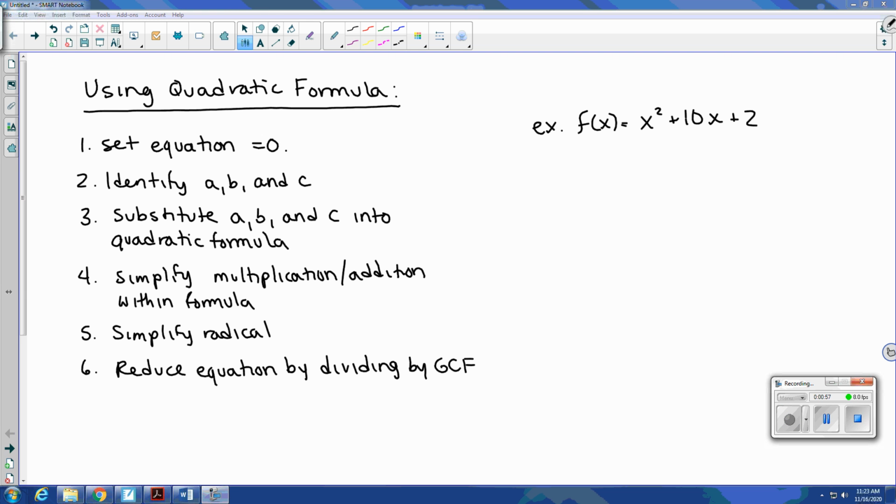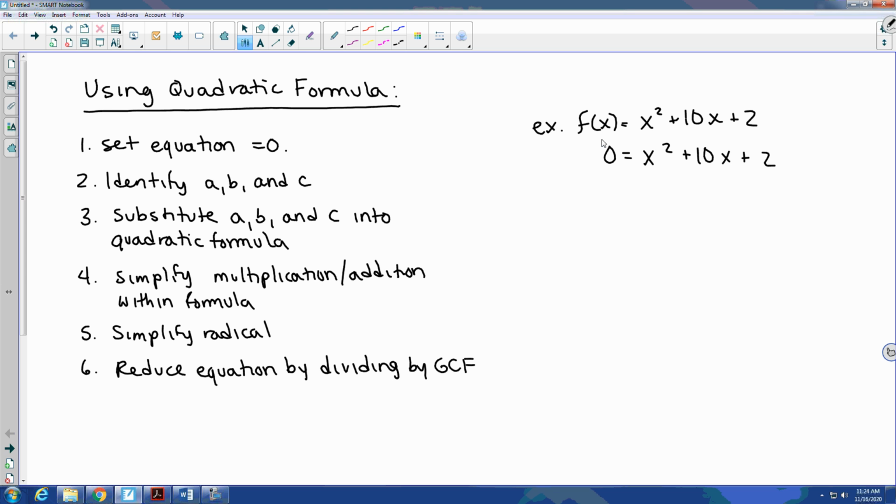So step one, set the equation equal to 0. And it's also worth noting that when we use the quadratic formula, our equation needs to be in standard form. So let's make a side note of that. The first thing: you can always use it, and the second thing: the equation needs to be in standard form. And as a reminder, standard form is ax squared plus bx plus c.